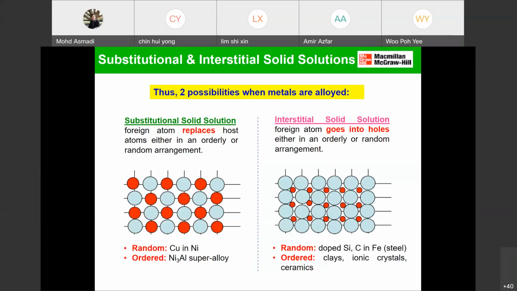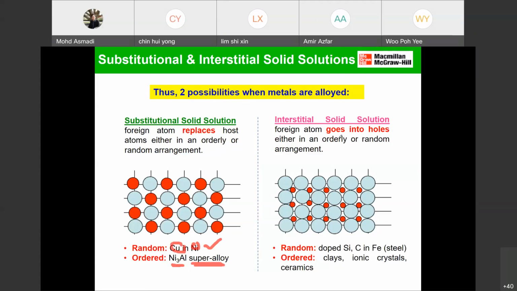Okay, a foreign atom that replaces a host atom, either in an orderly or random arrangement. This one is for substitutional. For example, copper in nickel. This one is random. Ordered is nickel 3 and aluminum alloy.